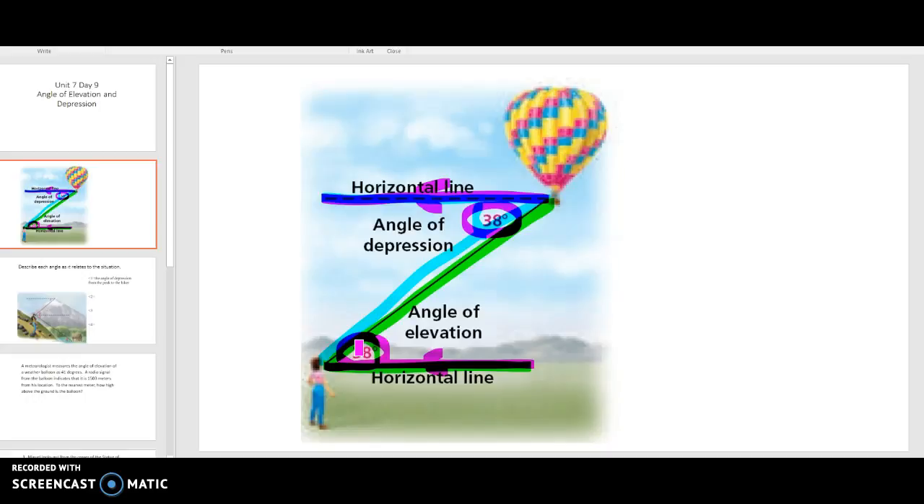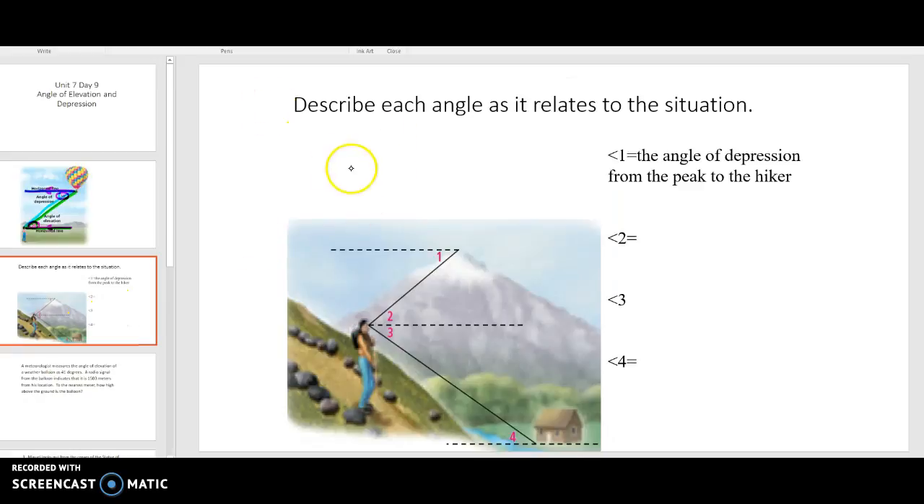So as we apply these, you have to picture the situation, draw it out, identify what angle you're going to use, and then use trig to solve it. So let's go ahead and look at some examples. Here it says describe each angle as it relates to the situation. So what we're trying to determine is, do we have an angle of elevation or an angle of depression?